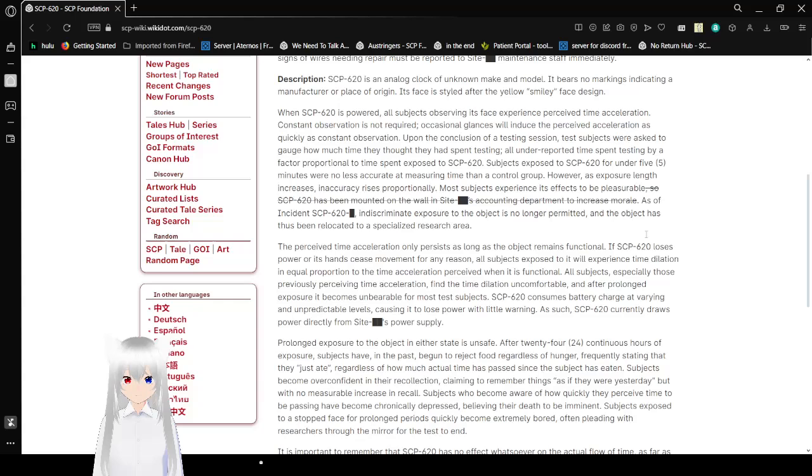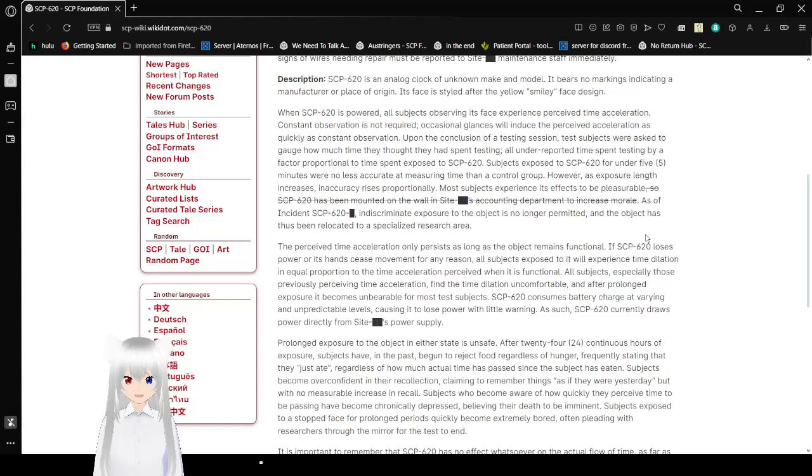Upon the conclusion of a testing session, the test subjects were asked to gauge how much time they thought they had spent testing. All under-reported time spent in testing by amounts proportional to time spent exposed to SCP-620. Subjects exposed to SCP-620 for under 5 minutes were no less accurate measuring time than a control group. However, as exposure length increases, inaccuracy rises proportionately.